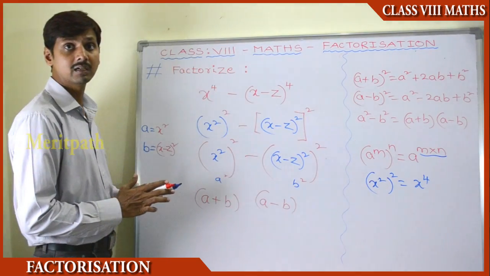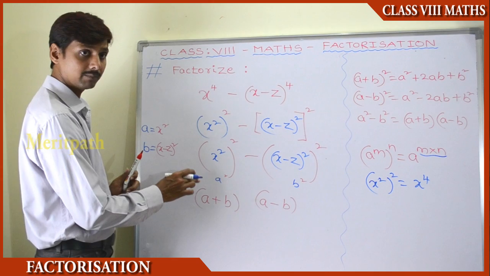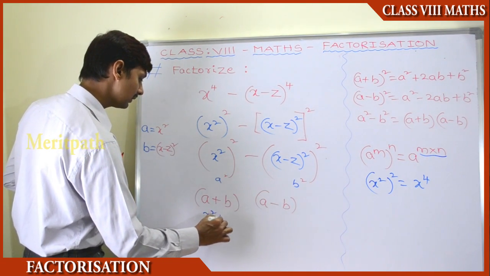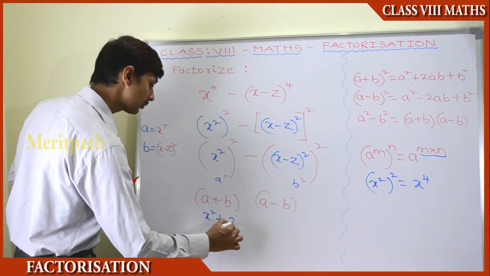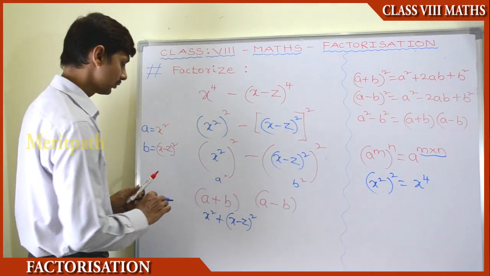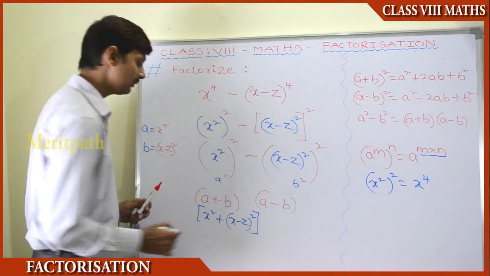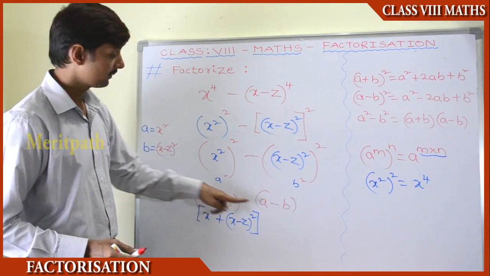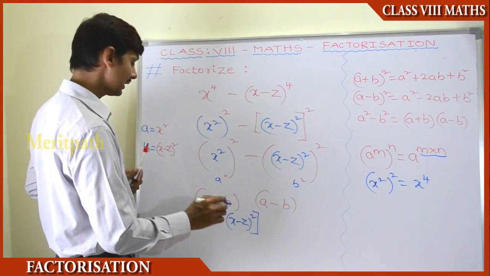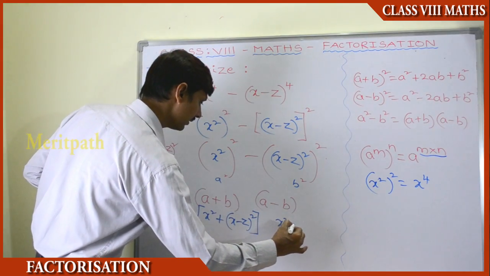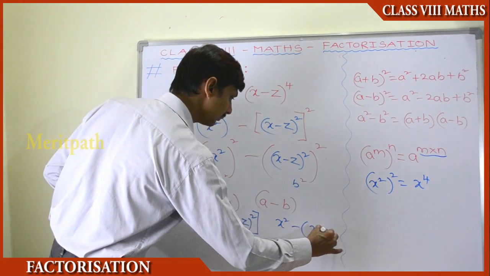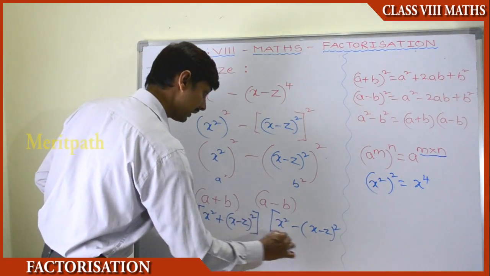So a plus b, here the value of a, we know, is x square. So let's write x square plus b, which is x minus z whole square. So x minus z whole square. So we have written, we write this in a separate bracket because we have this whole bracket. So a minus b can be written as, the value of a we know is x square, so write x square minus b value, which is x minus z whole square. So write this bracket for this.